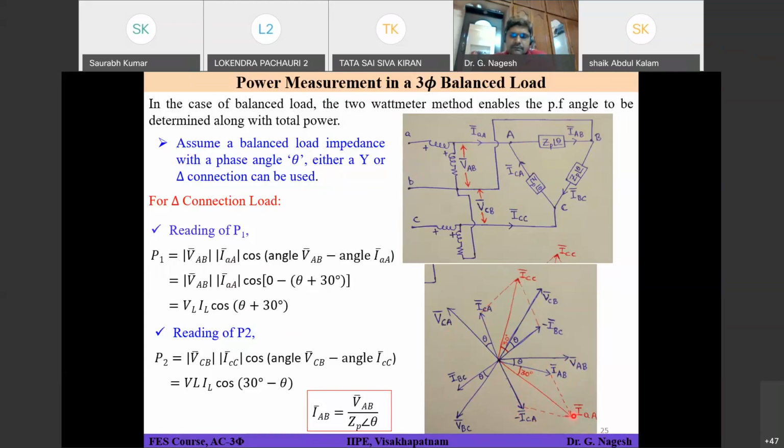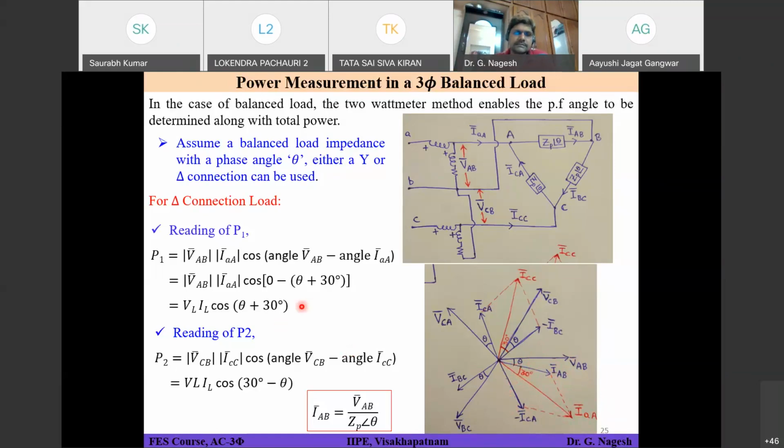Since it's a balanced network, these two are of the same amplitude, so your IAA will come exactly at the middle of these two phasors. It will have 30 degrees with respect to this one. So what is the phase angle difference between VAB and IAA? Theta plus 30. Theta comes from your impedance ZP, and 30 comes because you are adding up these two phasors. So the total phase difference is theta plus 30 degrees.